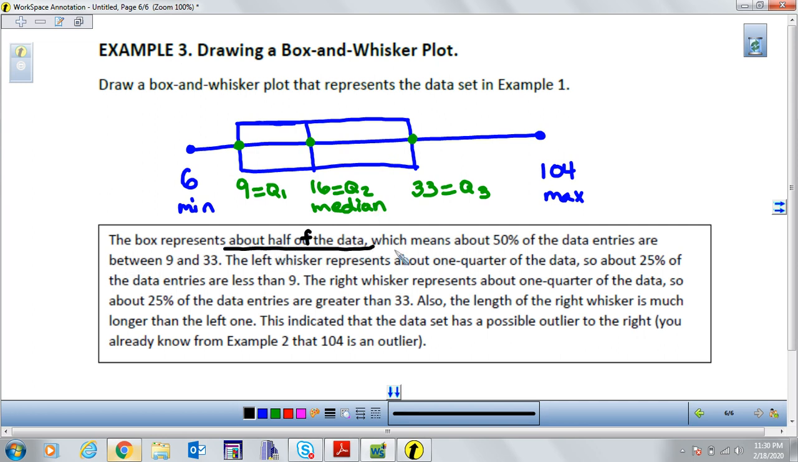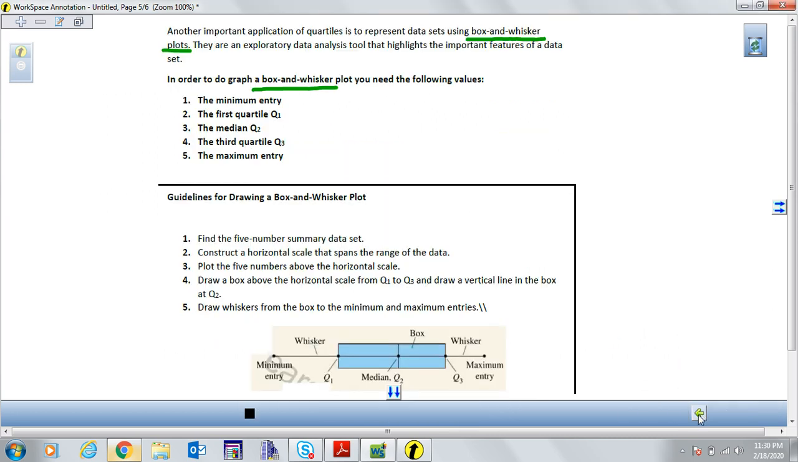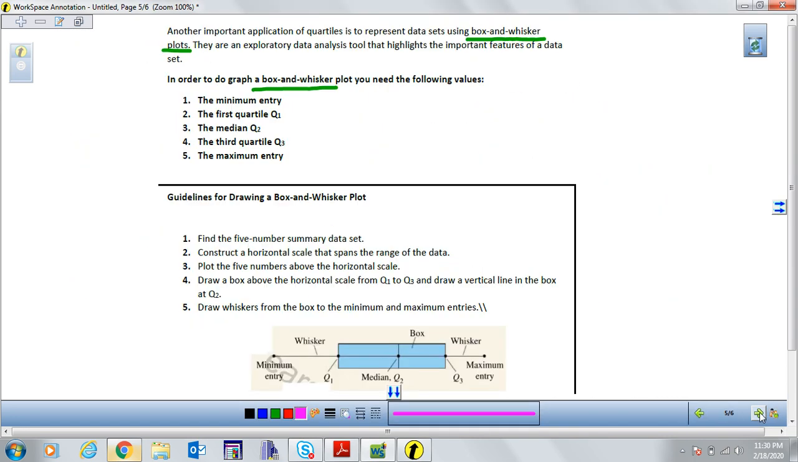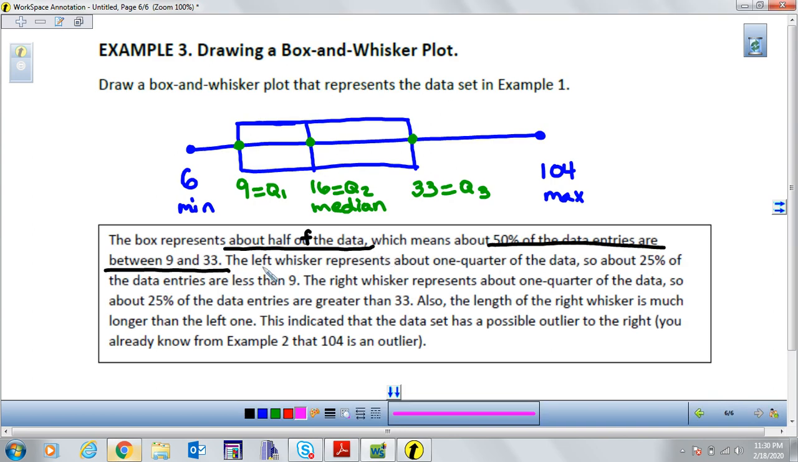That's one thing you can see here, which means about 50% of the data entries are between 9 and 33. Then it says the left whisker represents about 1/4 of the data. Yes, because the first quarter, if you remember in the list of values, was going from 6 up to 9. So 6 up to 9, first quarter, and that's what the left side whisker represents. That means about 25% of the data. That's 1/4 of 100%. So 25% of the entries are less than 9.